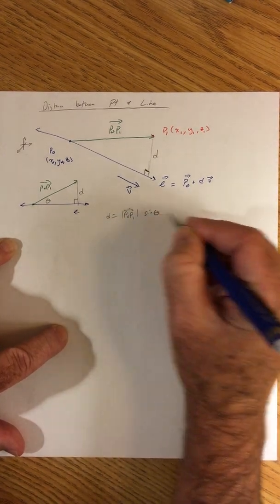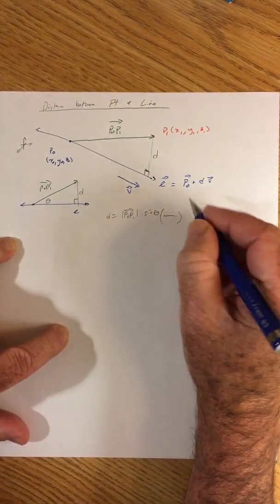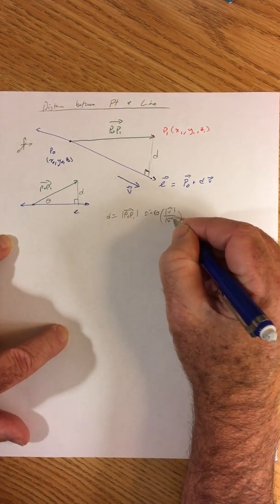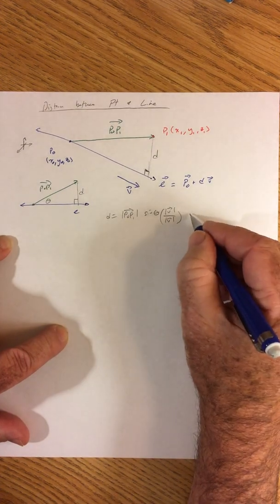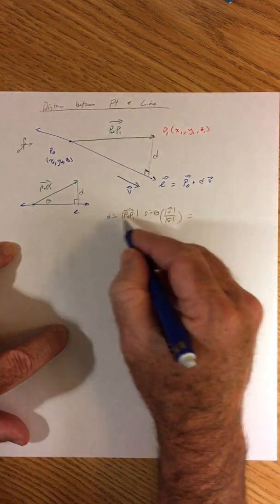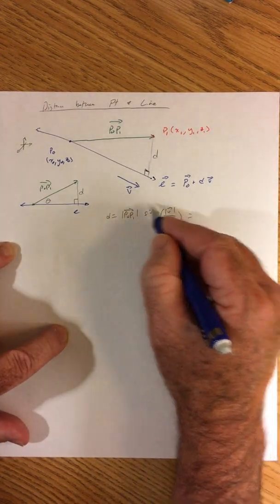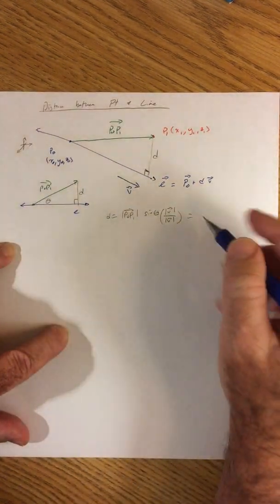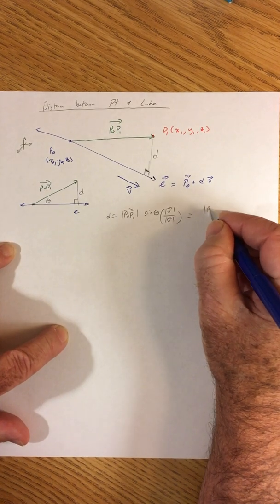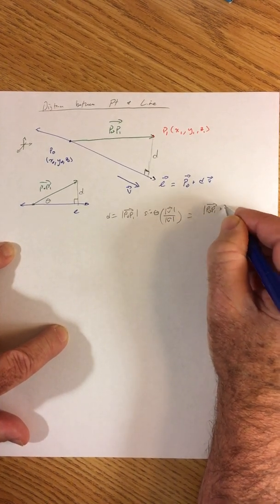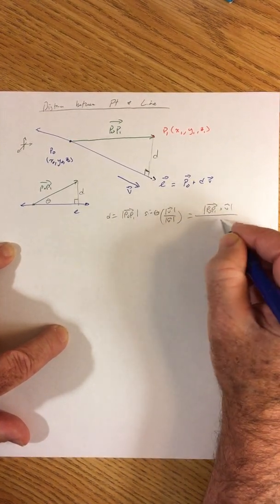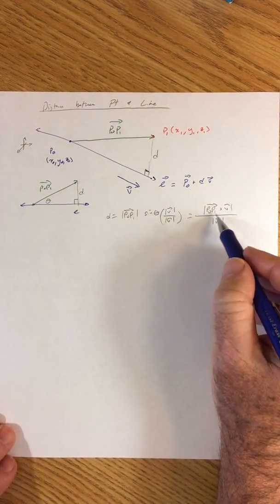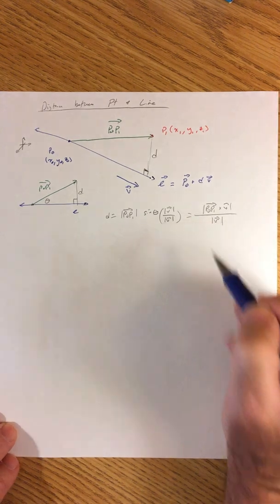sine theta. All we have to do is multiply this by 1, magnitude V divided by magnitude V, and this becomes, the numerator of this is the magnitude of the cross product between P0, P1, and V. So, and this is on your formula sheet. That distance is magnitude P0, P1 cross V over magnitude V.